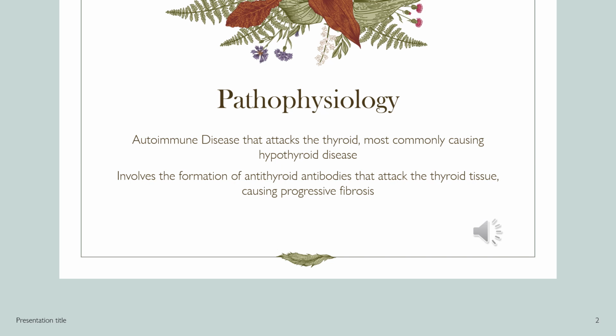So when you hear Hashimoto's thyroiditis, that's just referring to the autoimmune process behind why that patient is presenting with hypothyroid disease. It involves the formation of antithyroid antibodies that attack the thyroid tissue, causing progressive fibrosis. We do know that this is the most common cause of hypothyroidism in America, due to the sufficient amount of iodine intake. Not really a problem there in the US.